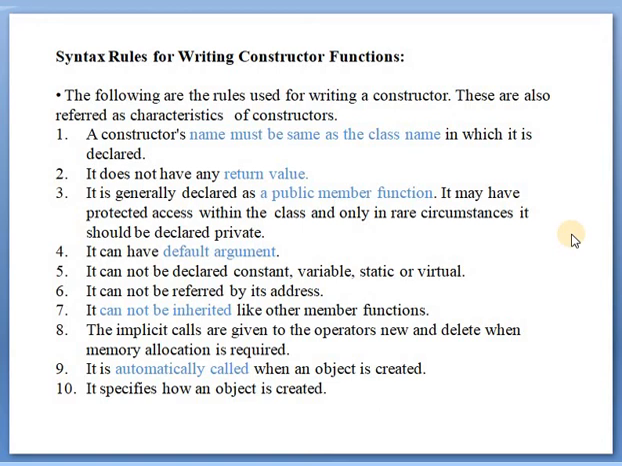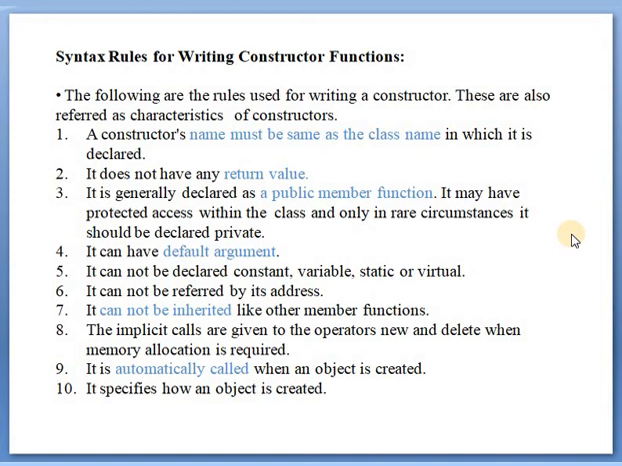It does not have any return value. So constructor doesn't return any value, so there is no need to write return type, that is data type, to the constructor. It is generally declared as a public member function. It may have protected access within the class, and only in rare circumstances it should be declared private. So generally the constructor is declared in the public member function. Why? Because we can access the data members and member functions of the class by using the constructor.